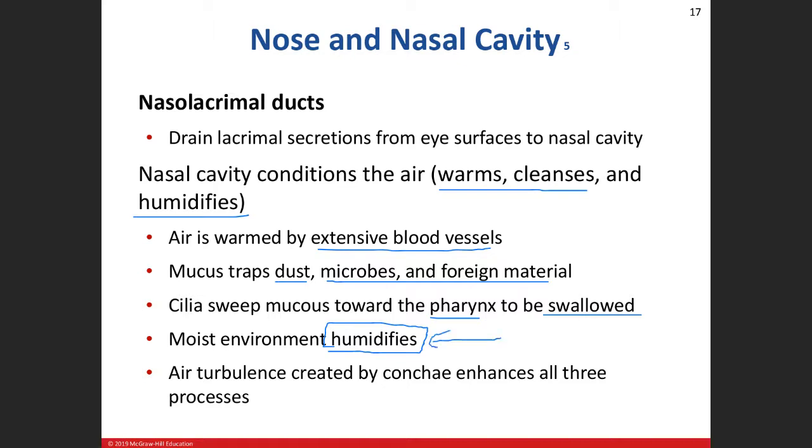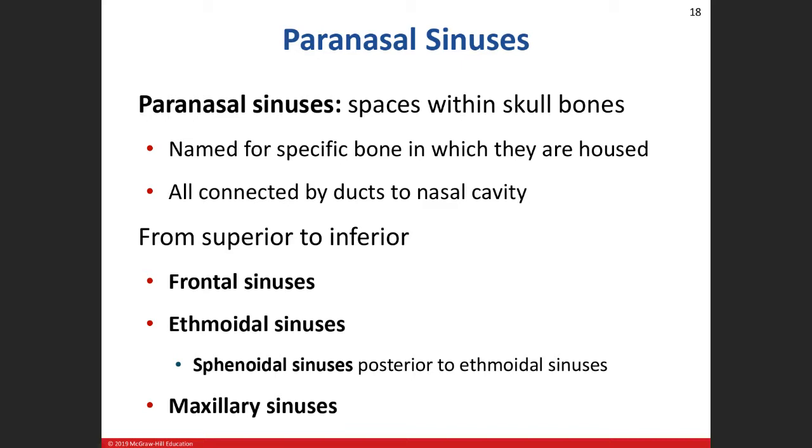So down here we don't have to worry about it too much, but at the same time the nasal cavity will help to humidify the air. And not only that, the conchae there help to swirl the air around to enhance all of these processes for the warming, the cleaning, and the humidifying there.